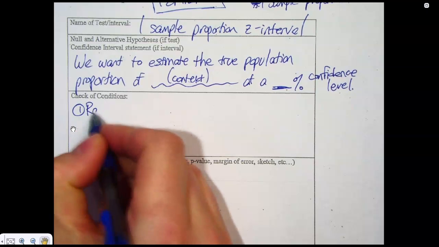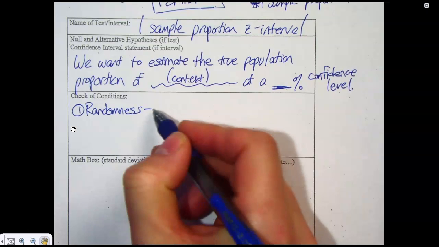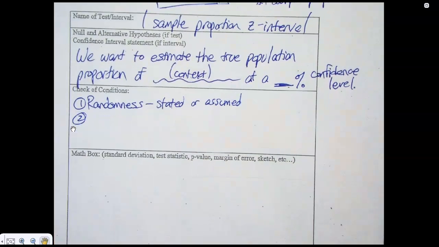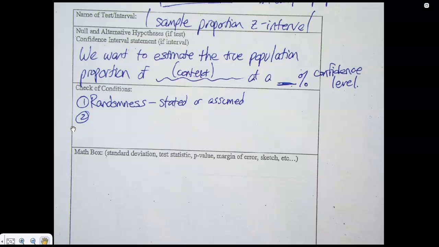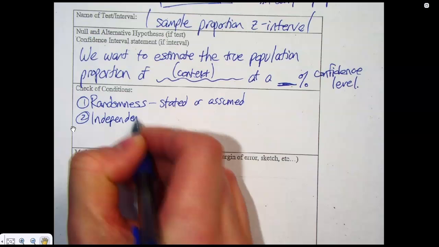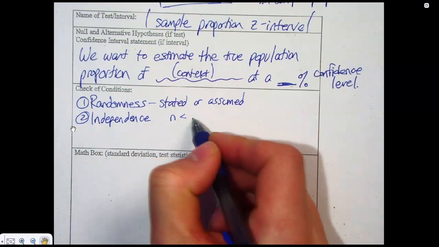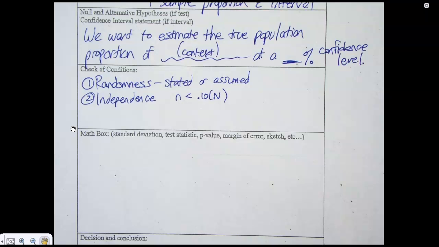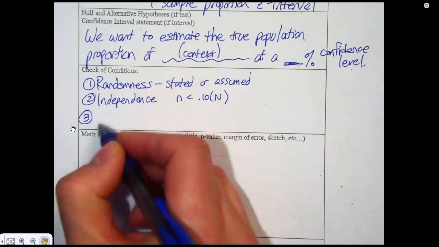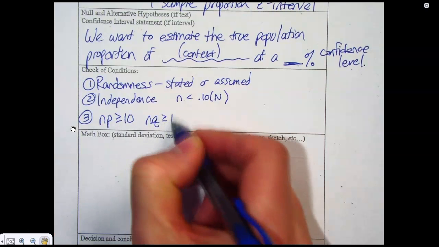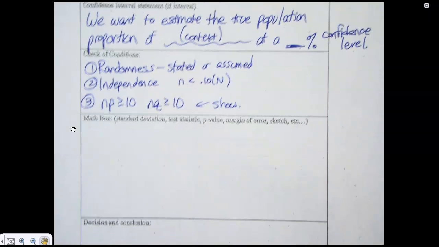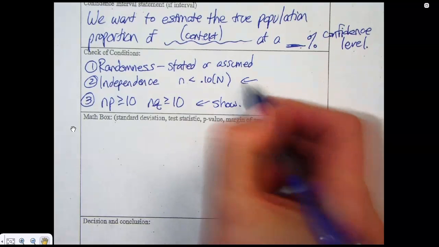Conditions, so there's 3 of them. You've got to show that there's randomness, and it can be stated or assumed. If it's not in the problem, you could say assume SRS, but usually it's stated. There needs to be independence, that's your n is less than 0.10 times big N. And then there needs to be the NP is greater than or equal to 10, and the NQ is greater than or equal to 10. You have to show that. You can't just state it. You have to prove it. Same with this one. Just show that one too.